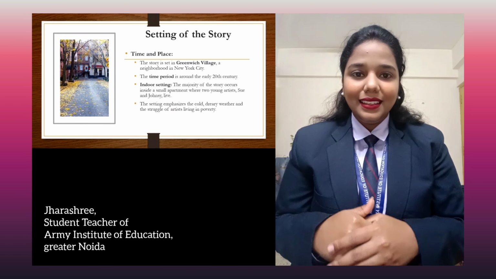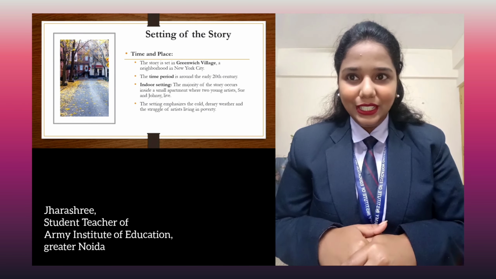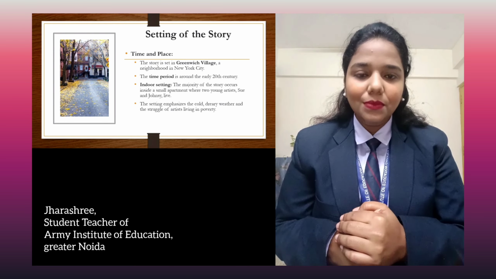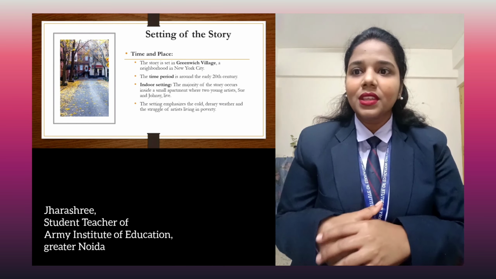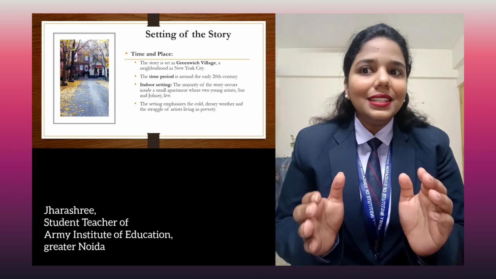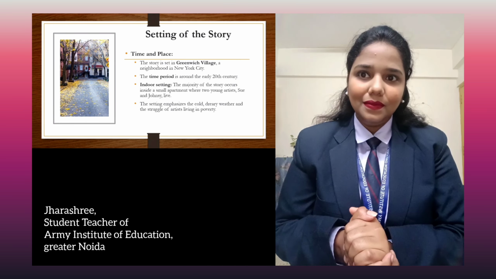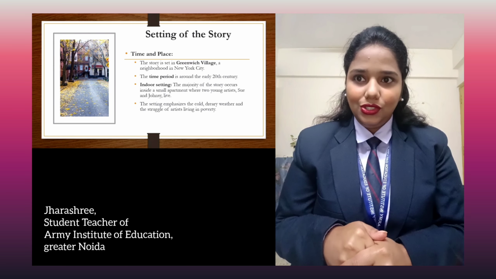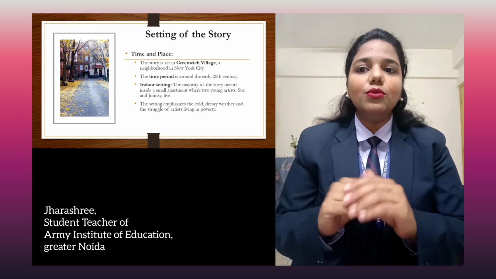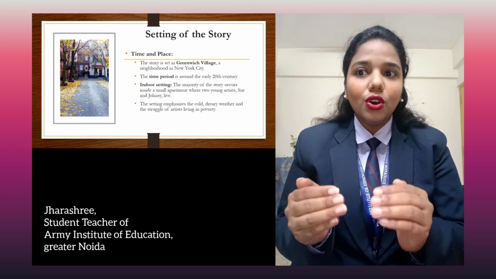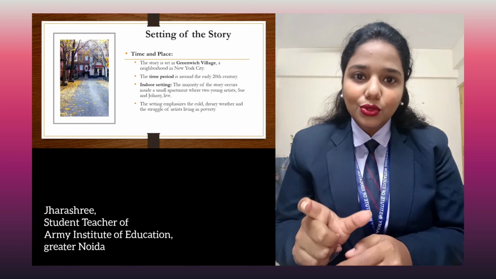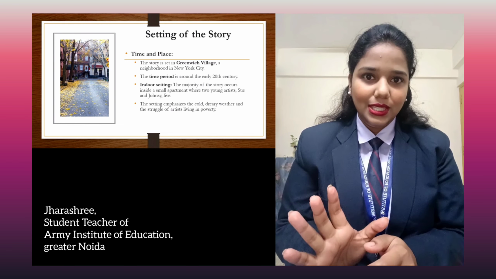So, let's move on to the second segment of the learning, that is the setting of the story. It is important to know the backdrop of the story before we move deeper into the chapter. The story is set in Greenwich Village, a quaint neighborhood in New York City, around the early 20th century. Most of the events unfold in a small apartment shared by two young artists, Sue and Johnsy.